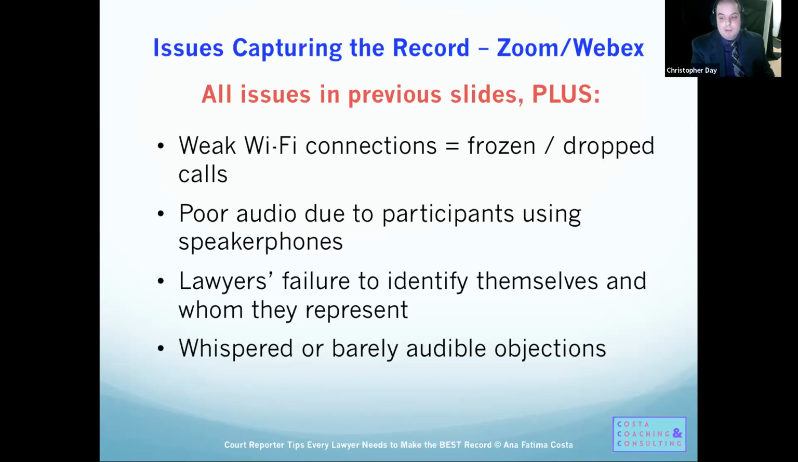Failure to give appearances. We see this a lot again in virtual court. Maybe John or Mary or somebody logs on and they just type their name as John or Mary. We don't necessarily know who John or Mary is. So come on the record, give your full name, give your firm or your address, and let us know who you represent. So whispered objections. If we don't hear you object, it might not get on the record. So make sure that you object clearly. Next slide.